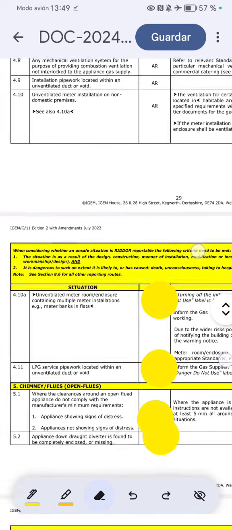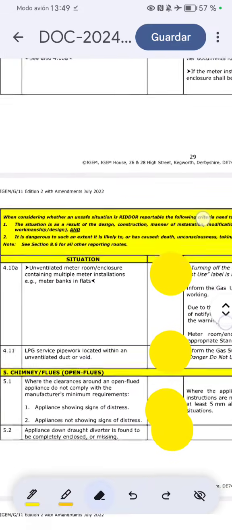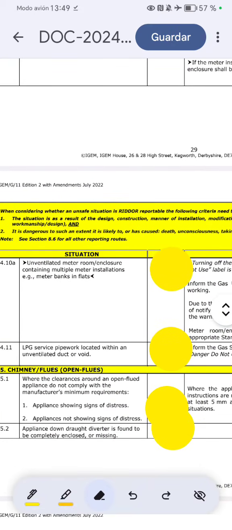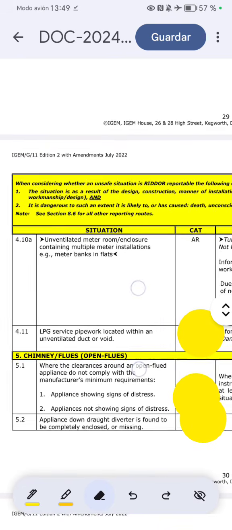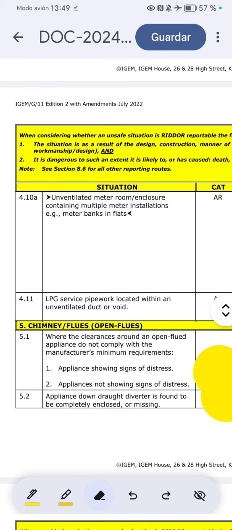Okay, we're getting there. 4.10a. Unventilated meter room enclosure containing multiple meter installations, at risk. All right. LPG service pipe located within an unventilated duct or void, at risk. All right. Chimneys / flues, open flues.